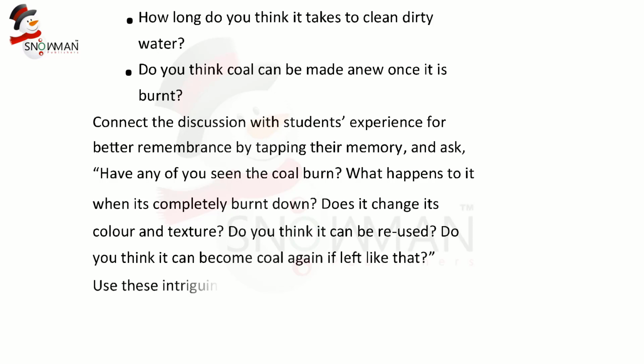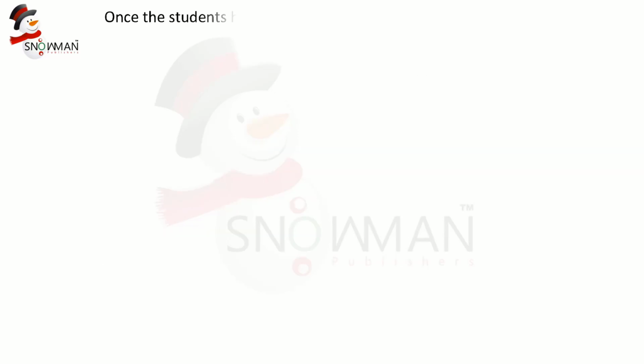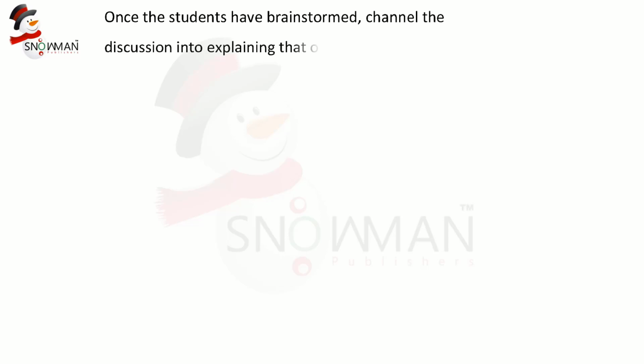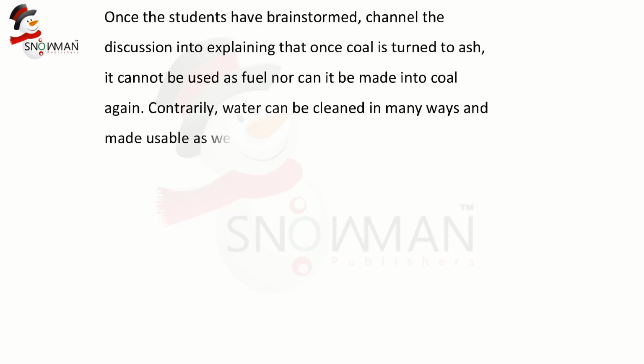Use these intriguing questions to form a base of understanding about what differentiates renewable and non-renewable resources. Once the students have brainstormed, channel the discussion into explaining that once coal is turned to ash, it cannot be used as fuel, nor can it be made into coal again. Contrarily, water can be cleaned in many ways, made usable as well as drinkable after it has been used.